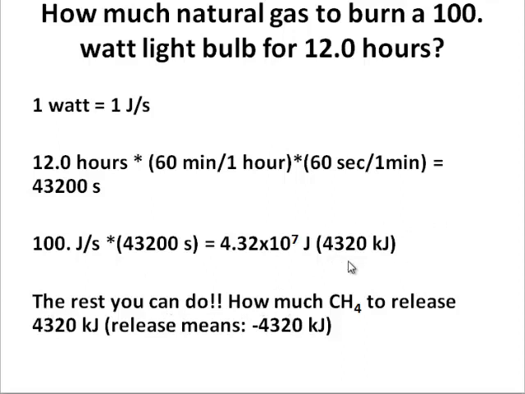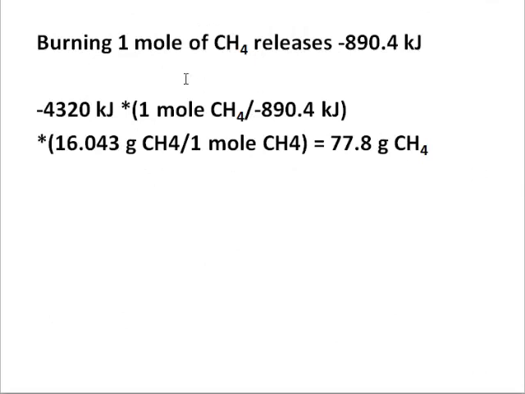You know that you need this many joules to get released by the reaction to power the light bulb. The release means we're thinking about negative 4,320 kilojoules. How much CH4 relates to negative 4,320 kilojoules? You can do this referring back to the equation with the heat of reaction information. Attempt that before moving on.